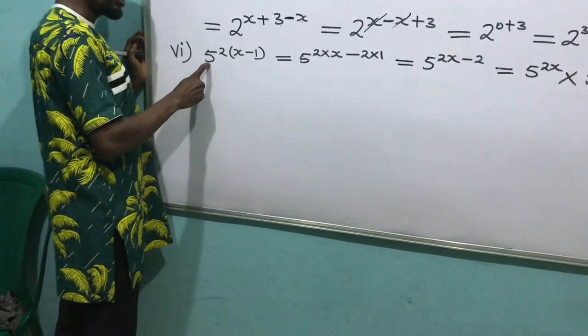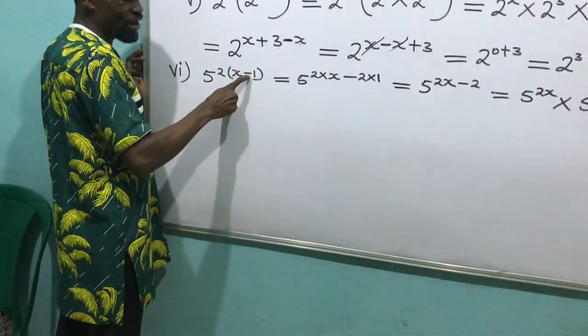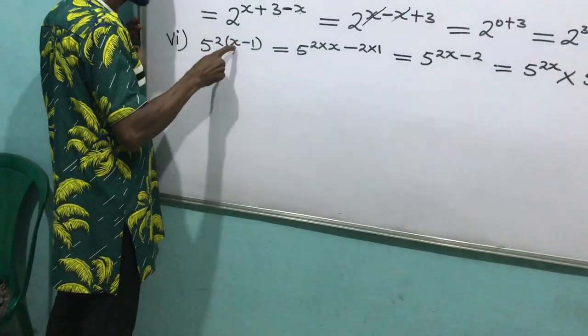I come to VI. That gives me 5 raised to the power 2 into x minus 1. 5 raised to the power 2 into x minus 1.